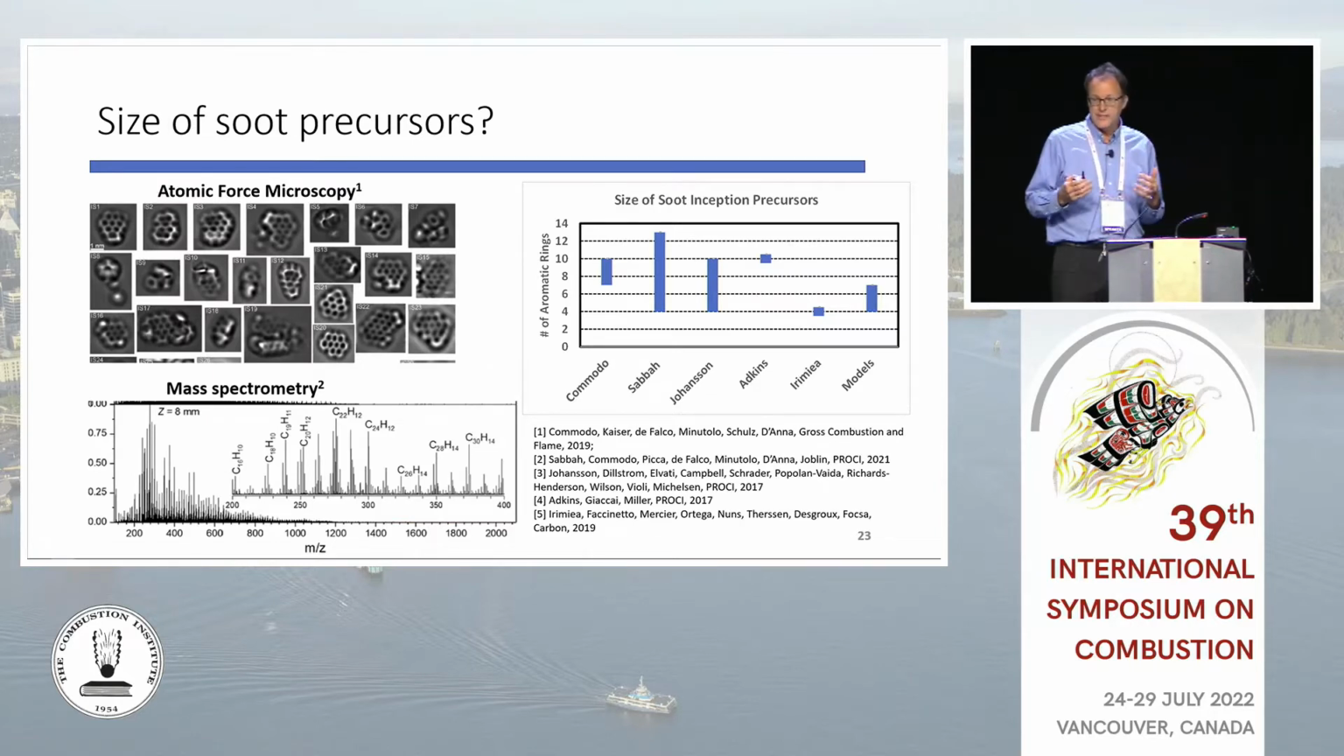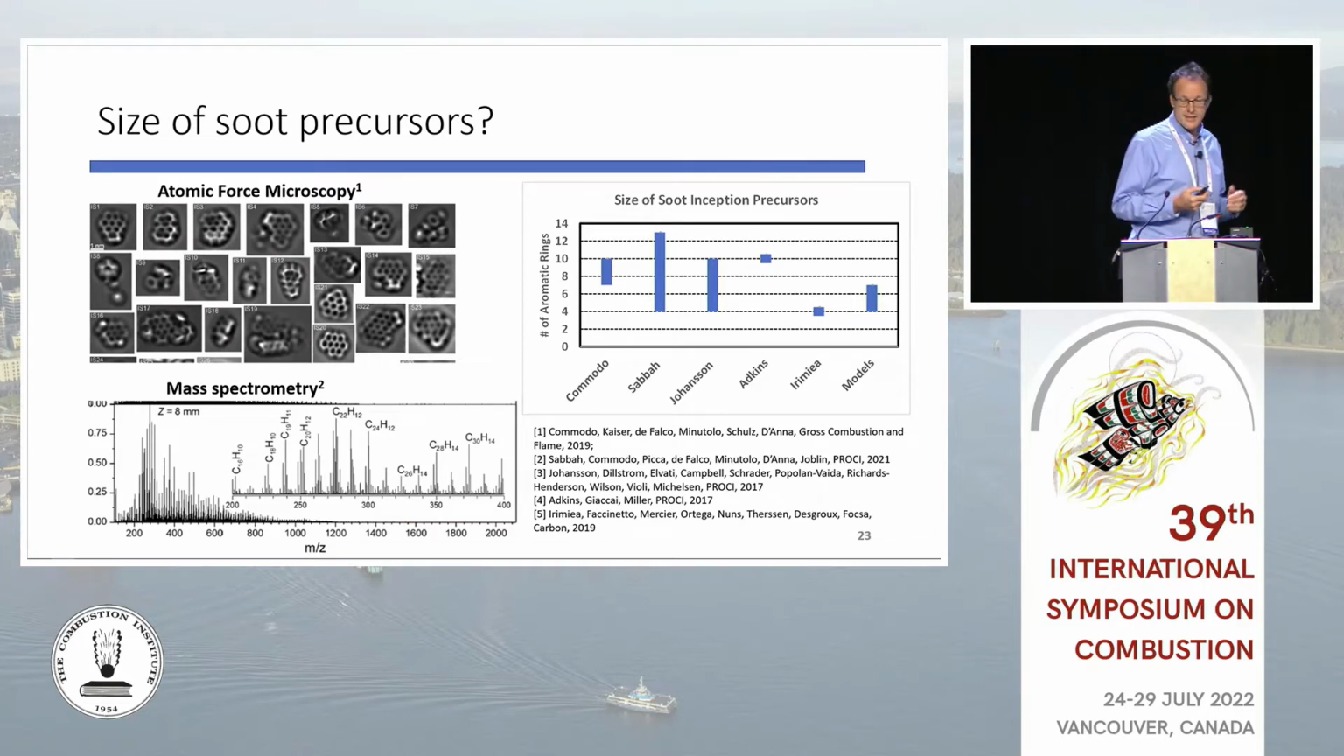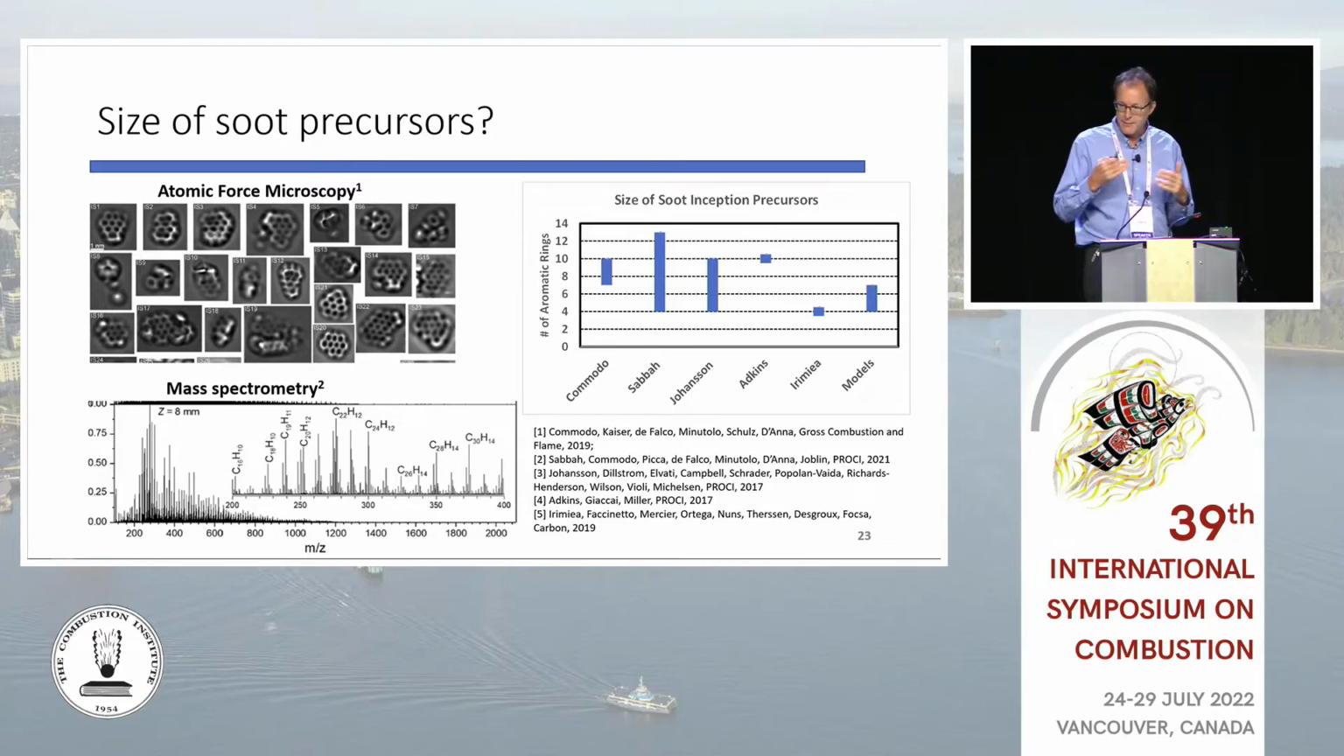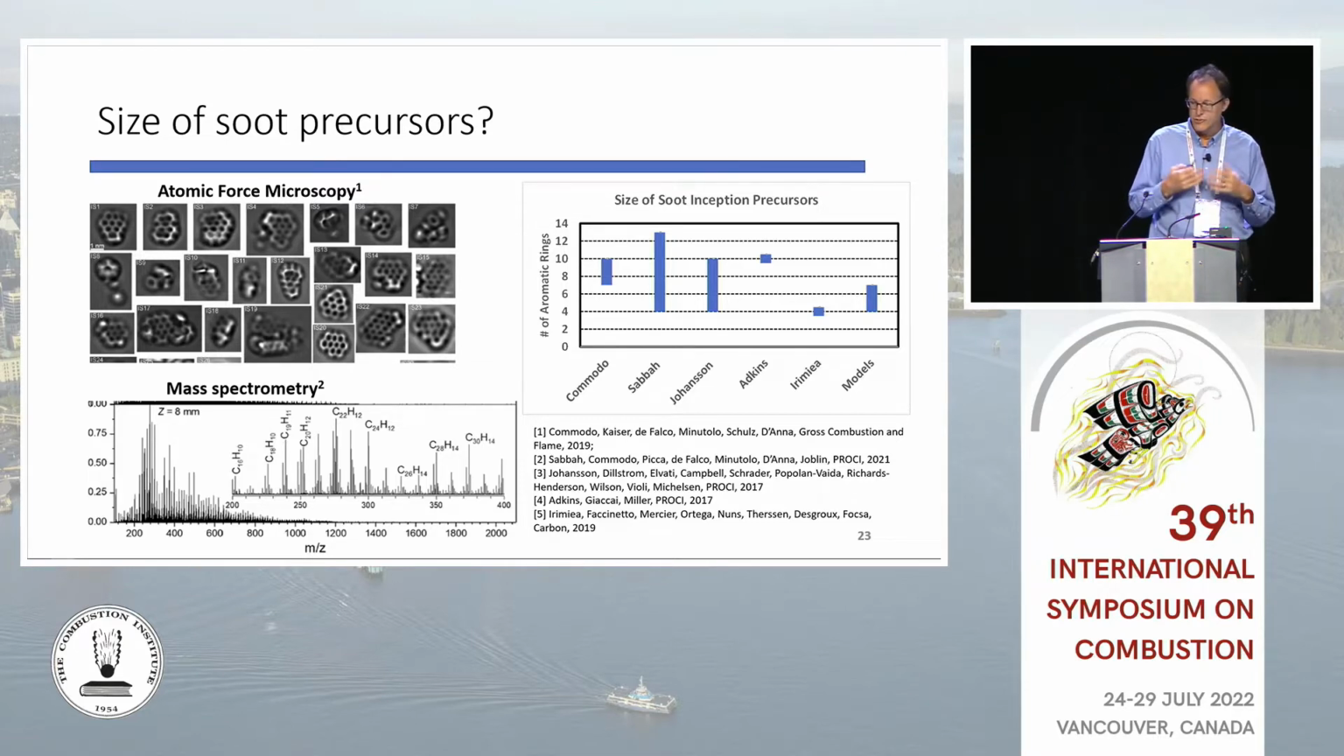Another question is the size of soot precursors. That has been discussed for a long time, and the debate is still ongoing. So there's been a lot of very interesting experimental measurements, so atomic force microscopy, mass spectrometry. These are coming from the Naples group, and that has given us insight into what are the likely size of soot particles and their molecular structure. So I've just plotted up a graph there on the left showing various experimental results of people suggesting the number of aromatic rings in soot precursors.